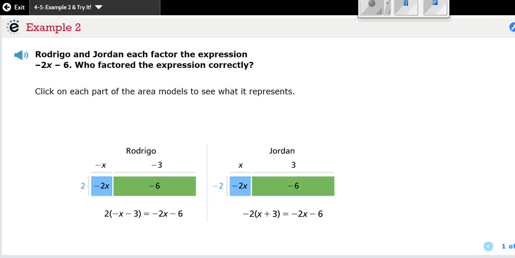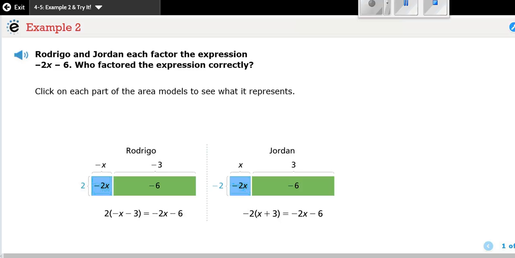So if you look down at the problem, you see that they both came up with a solution, right? On the left side, Rodrigo came up with a final answer of 2 times the quantity negative x minus 3 is equal to negative 2x minus 6, where Jordan came up with the expression negative 2 times the quantity x plus 3 is equal to negative 2x minus 6.